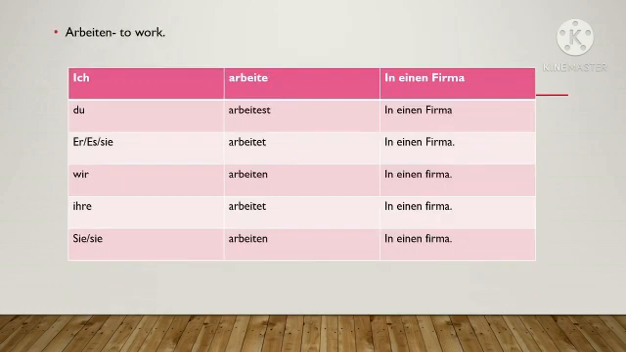Another example, arbeiten. See here, if you remove the en of arbeiten, then this verb will end with t. So the same rule we have to follow here. When we conjugate a verb which ends with d or t, we have to put an extra e. Ich arbeite in einer Firma. Du arbeitest in einer Firma. Sie arbeitet in einer Firma. Wir arbeiten in einer Firma. Ihr arbeitet in einer Firma. Sie arbeiten in einer Firma.